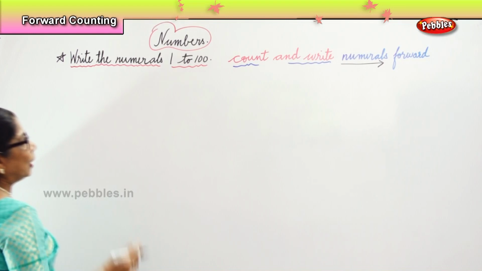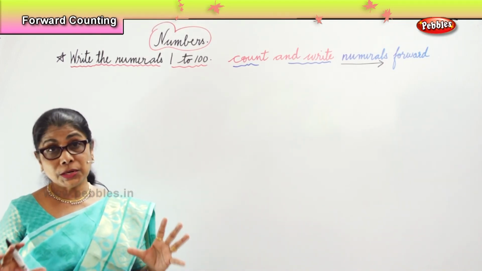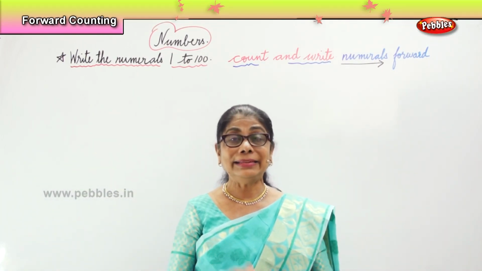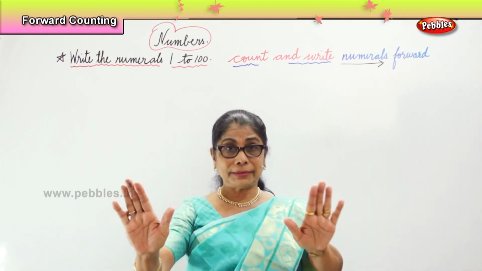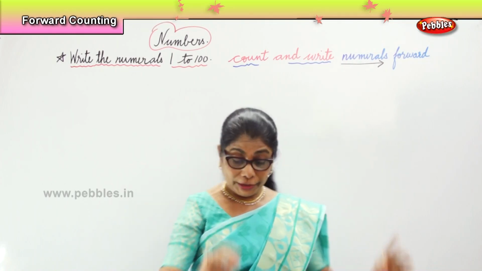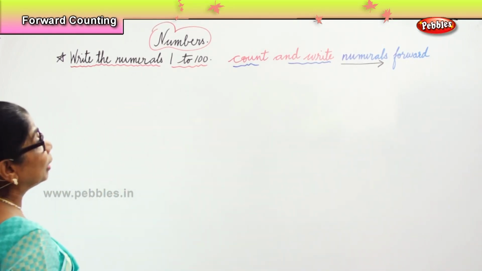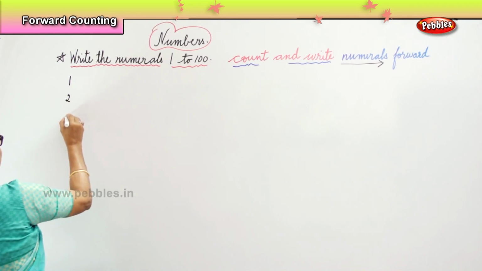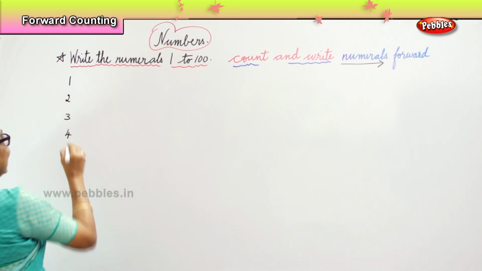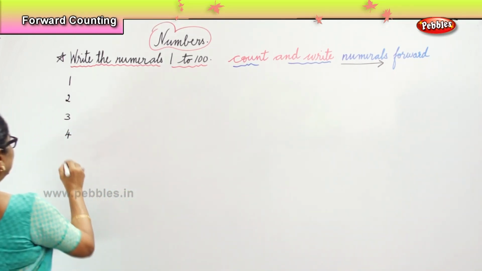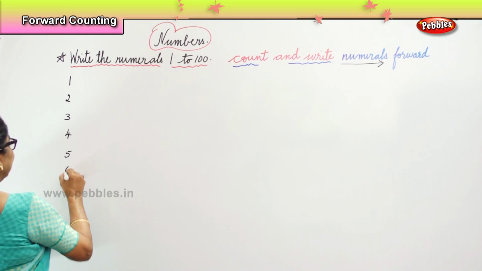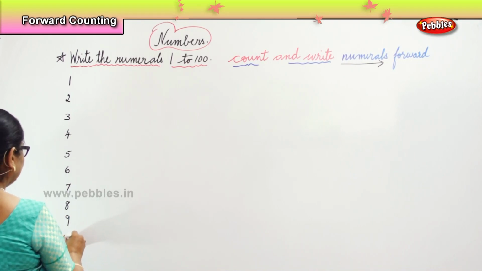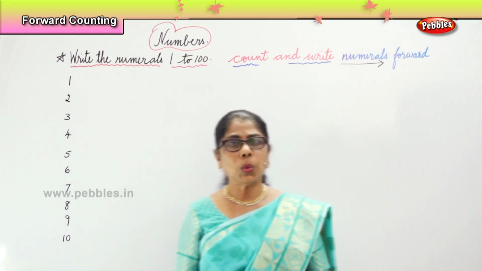Let's begin. Okay? Now, we know already 1, 2, 3, 4, 5, 6, 7, 8, 9, 10. We have used our fingers. We have 10 fingers, so you know to write. Very good. So now we're going to count and write numerals forward. Okay, let's begin. First is 1, 2, 3, 4. The numbers should be perfect. Okay, 4, 5, 6, 7, 8, 9, and 10. We know how to count forward 1 to 10.